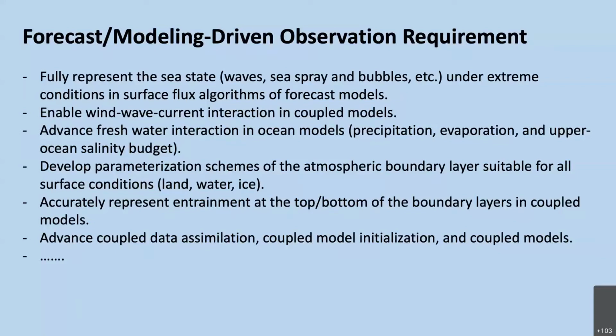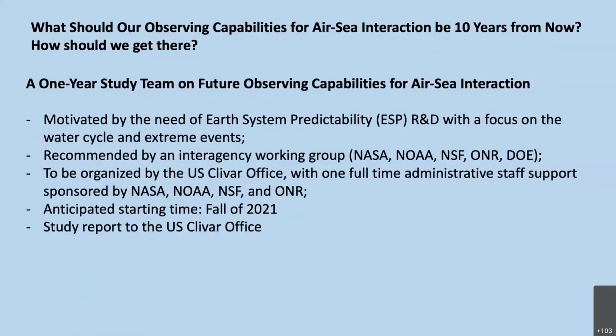Given those science and forecast modeling drivers, how do we advance our observing capabilities? Here comes one idea: there is a plan to form a 1-year study team on future observing capabilities for Earth interaction. The background of this plan is that there have been discussions among the US agencies on R&D of Earth system predictability. There is a working group represented by NASA, NOAA, NSF, ONR, and DOE that specifically discussed the need for advanced capability of observing Earth interaction. This working group came up with these suggestions: why not have a one-year study team organized by the US CLIVAR office and supported by one full-time administrative staff.